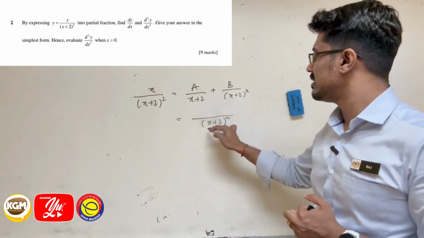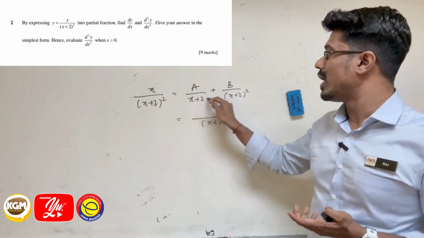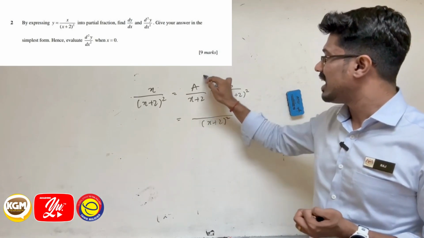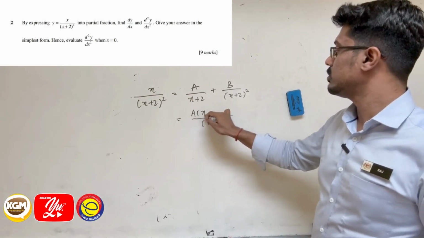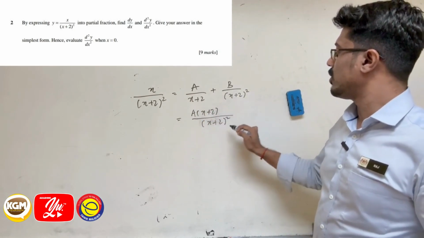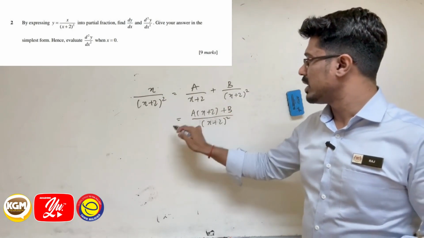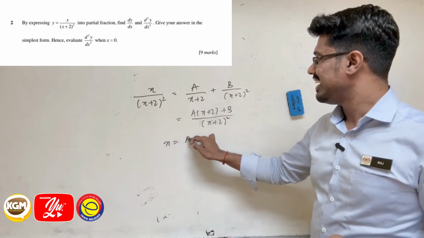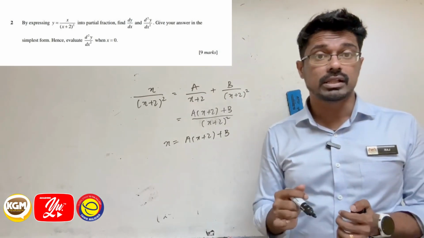Then see what is lacking. So the first one obviously is going to be, okay, this one is power 1. I need to make it power 2. Top and bottom times with x plus 2. So a, x plus 2. This guy I already have, so no need to do anything, plus b. So now I compare my numerator. I'm going to get x equals a(x plus 2) plus b. Hope you're clear up until there.